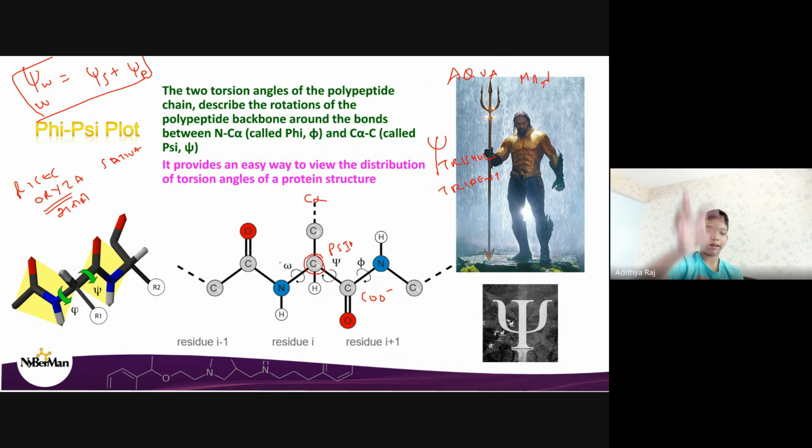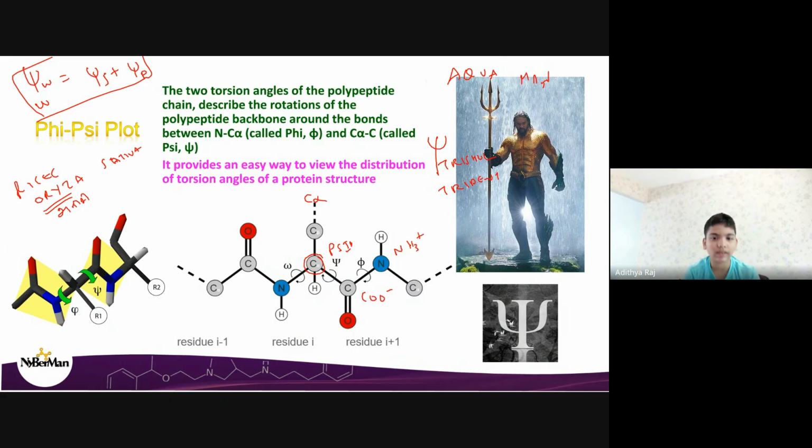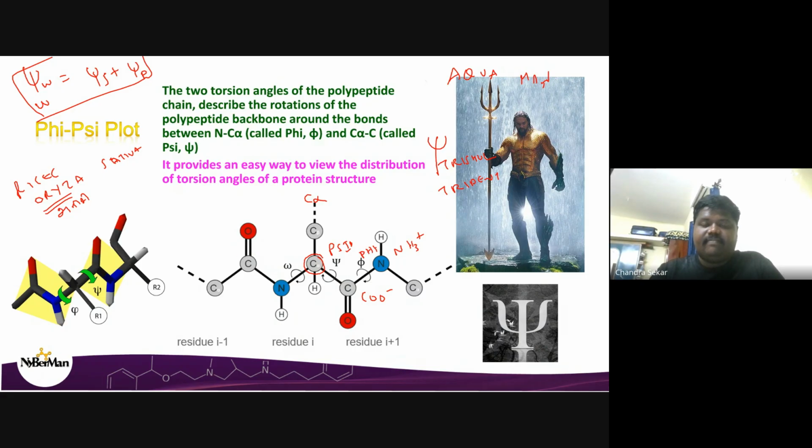Phi means, it will be like that, not W. Negation, CO minus and NH3. It looks like the symbol you write next to it. Phi. Clear? Yes, correct. Now look here. This is the same phi and psi.